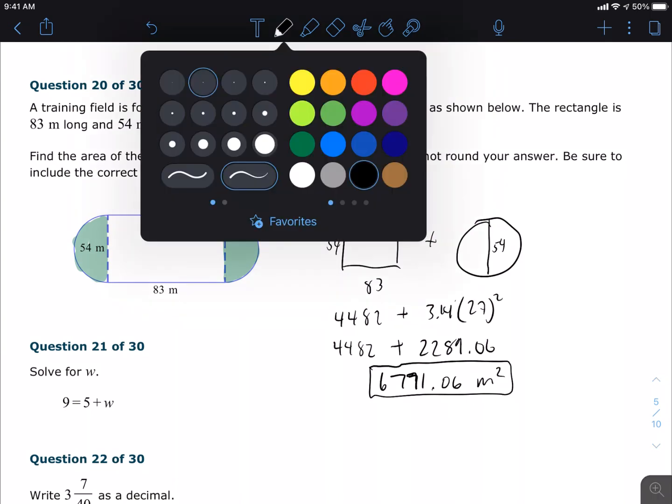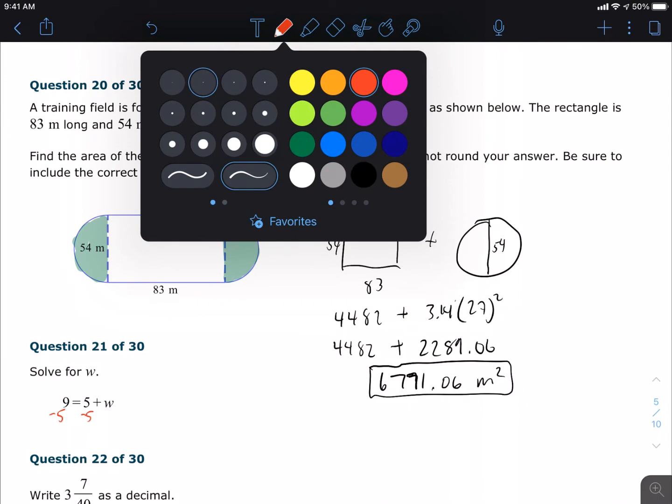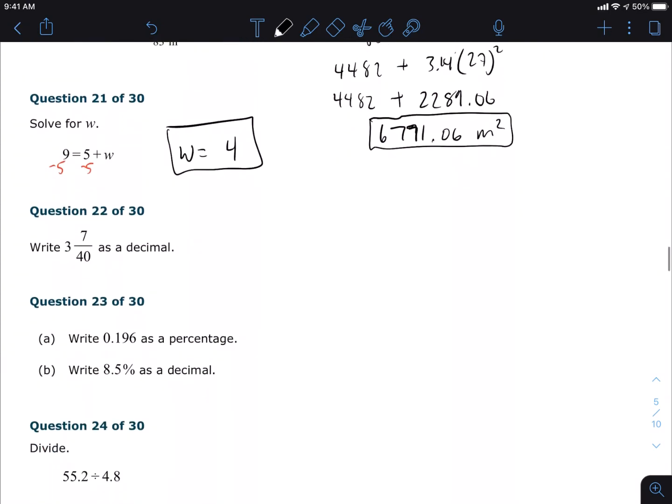All right, 21. I'm going to subtract 5 from here, so I got to subtract 5 from here. And so what I should get is W is equal to 4, and that's my answer. And we could even plug it in, right? What's 5 plus 4? That's 9, so I know my answer is correct. All right. 22.